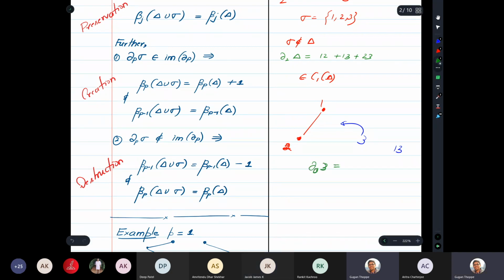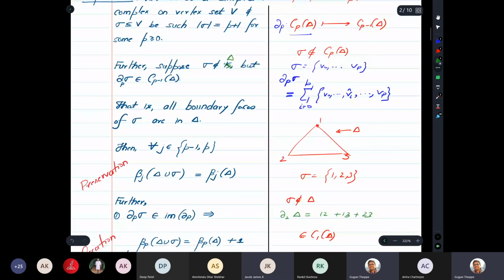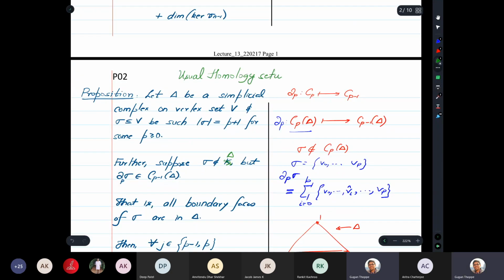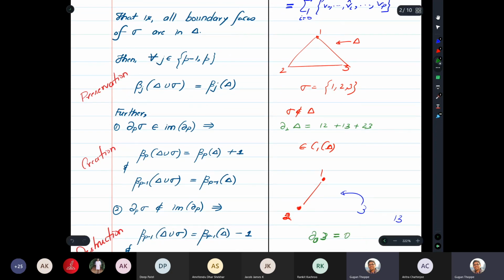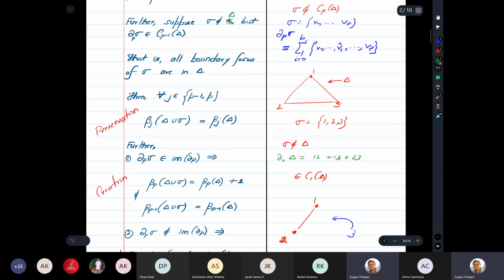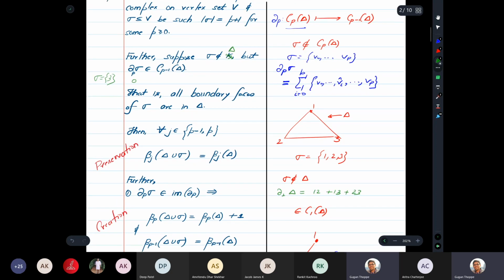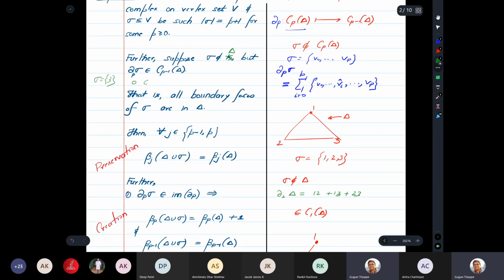So we will work in the usual homology setup. Let me emphasize that. So we will work in the usual homology setup, right? So if you take ∂_0 of 3, this is going to be 0, right? So trivially, this is in the case that sigma is, let's say, one vertex, and this vertex was not there in delta, right? So this is trivially going to belong to C_{p-1} of delta, which is in this case going to be C_{-1}. Is this okay? Yes, yes.